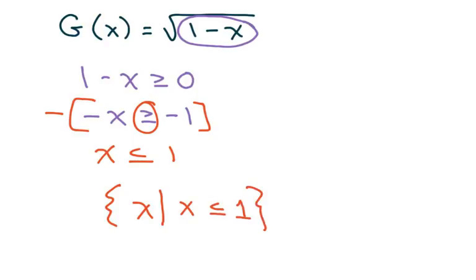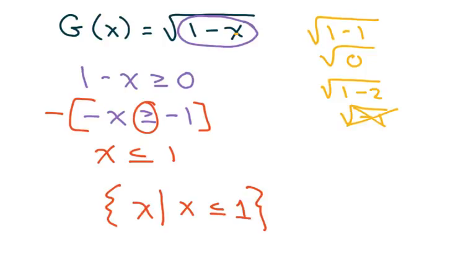Now what you should do sometimes with these is just think about it. If you plug in 1 here, you're going to get the square root of 1 minus 1, which is the square root of 0. But if you plug in a bigger number, say 2, you get 1 minus 2, which is the square root of negative 1, and we can't have that. So we only can have numbers 1 or less. So kind of use some common sense on this as well.